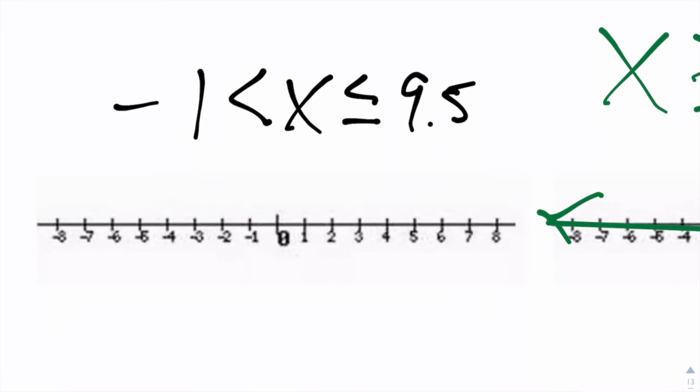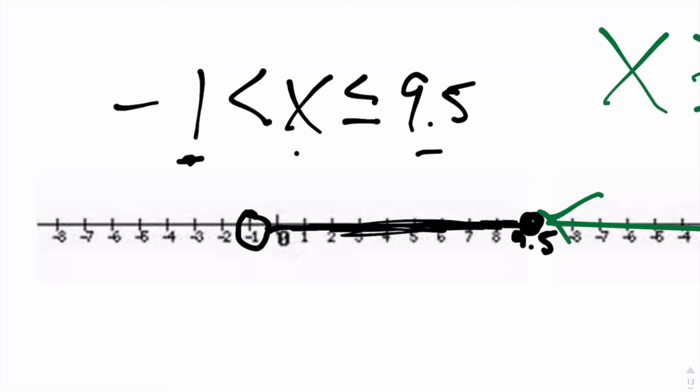So here's our negative 1, and since there's no equal to with that inequality, it's going to be open. We don't really have a 9.5, so we'll just manufacture it. We'll say it's right here. And because it has the equal to, it's going to have a solid dot. We know everything with the negative 1 is greater or to the right this way, and everything with the 9.5 is less than or to the left this way. So this and fills this in on the graph.